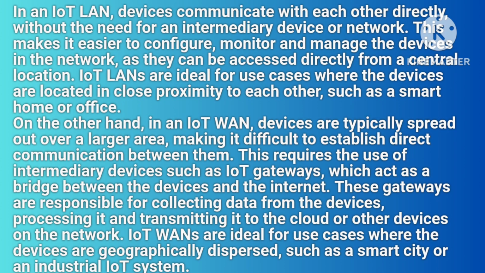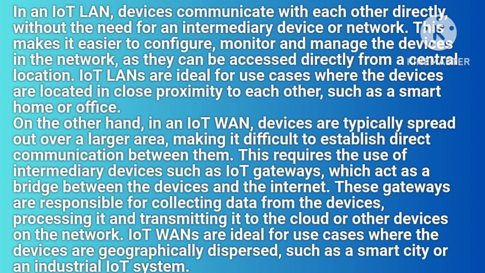In an IoT LAN, devices communicate with each other directly, without the need for an intermediary device or network. This makes it easier to configure, monitor and manage the devices in the network, as they can be accessed directly from a central location. IoT LANs are ideal for use cases where the devices are located in close proximity to each other, such as a smart home or office.